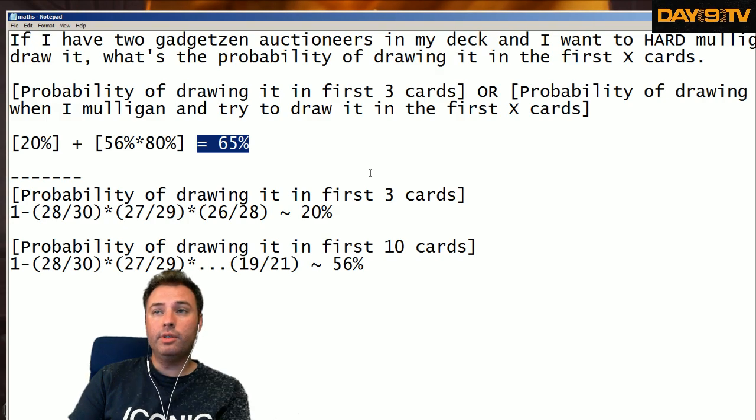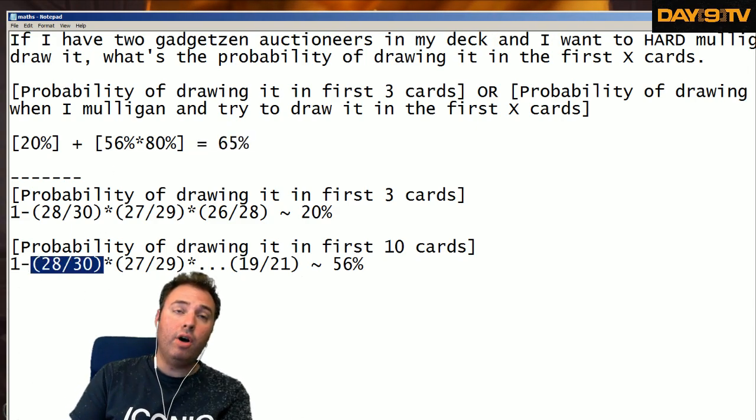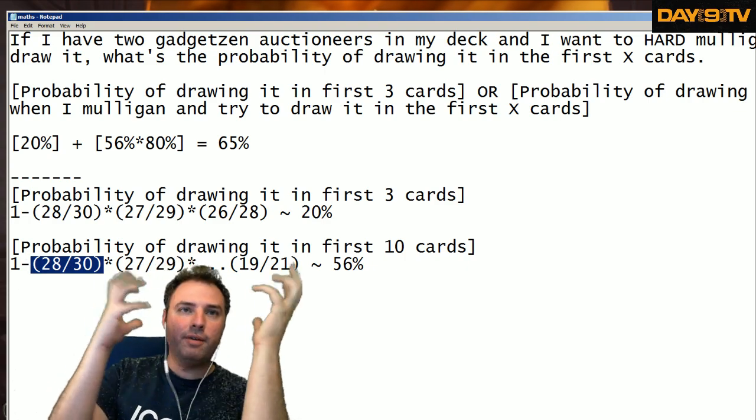When you mulligan, the original cards go back in the deck. Yep, that's correct. I properly accounted for that here. This is after I've hard mulliganed my entire hand. Isn't this interesting? Because there's things that just mess with your brain.